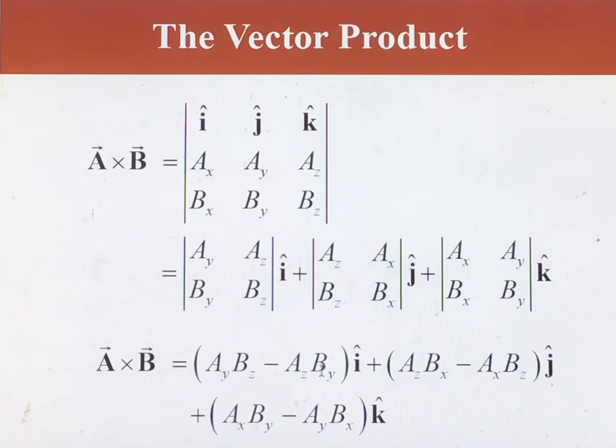So we can write it in terms of these components. If vector A has components, let's say Ax, Ay, and Az, and vector B has components Bx, By, and Bz, then I can calculate the cross product of vector A and vector B using this equation right here. It's just given by AyBz minus AzBy in the i direction, plus AzBx minus AxBz in the j direction, plus AxBy minus AyBx in the k direction.